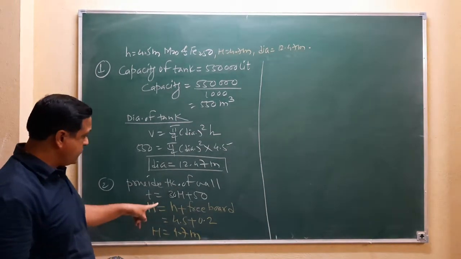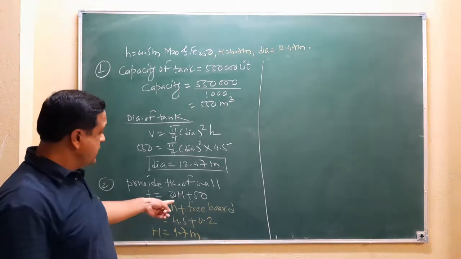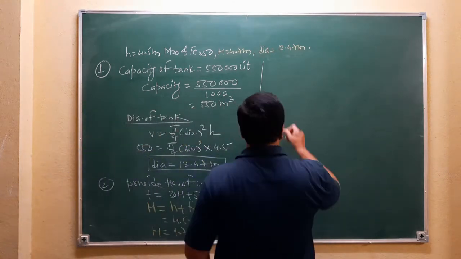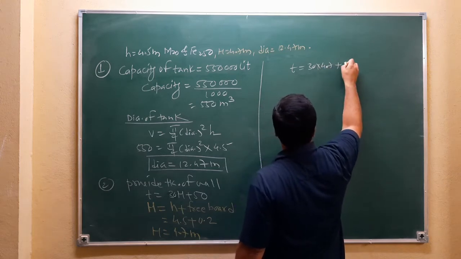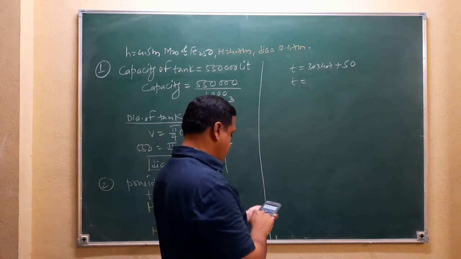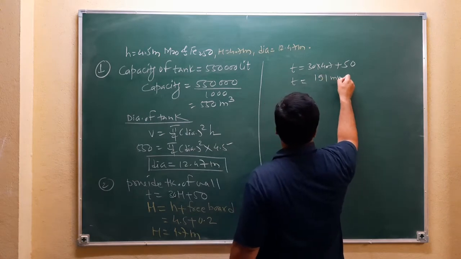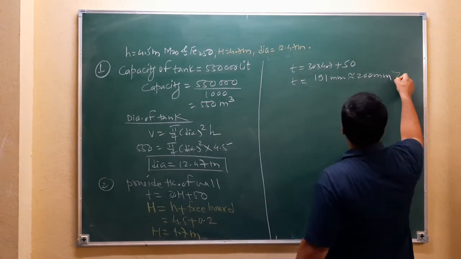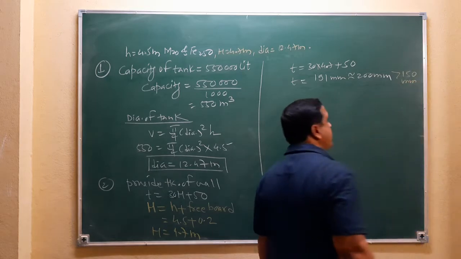Now you have to find the thickness of the wall, and for that you have to know the capital H value. Capital H is 4.7 meter. So what is the thickness of wall? It is 30H, H is 4.7, plus 50. I will calculate it. The thickness is 191 mm, so say 200 mm. This value is more than 150 mm, so it is okay.